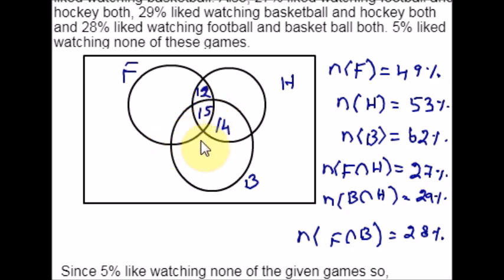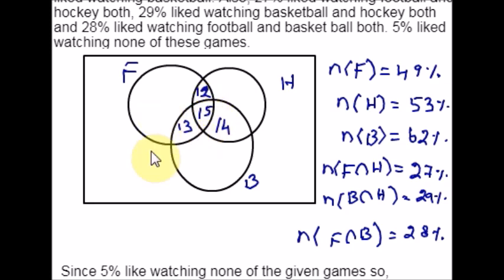Now let us fill in this portion. n(F) is 49, so this circle entirely is equal to 49%. We already have 12, 15 and 13. So add all these numbers, or just subtract these three numbers from 49%, and you'll be left with 9%. 49 minus 12 minus 15 minus 13 is equal to 9.